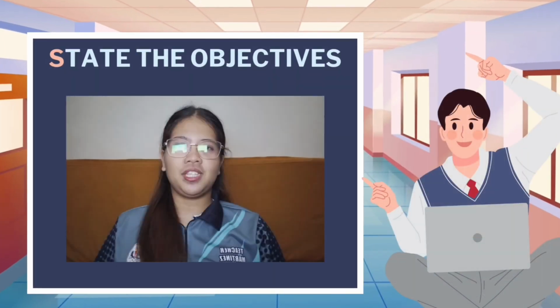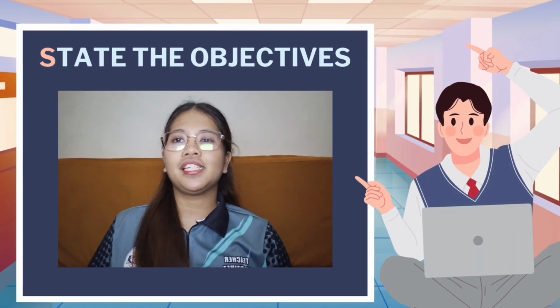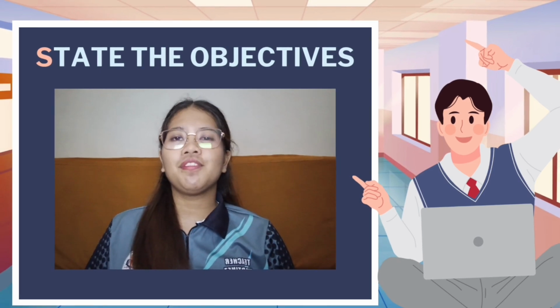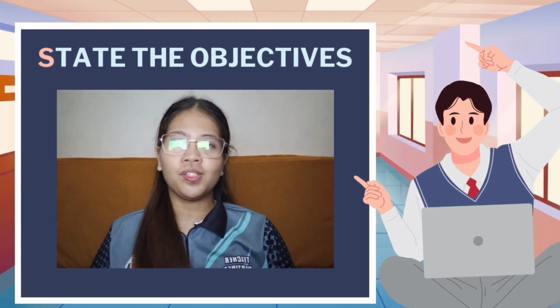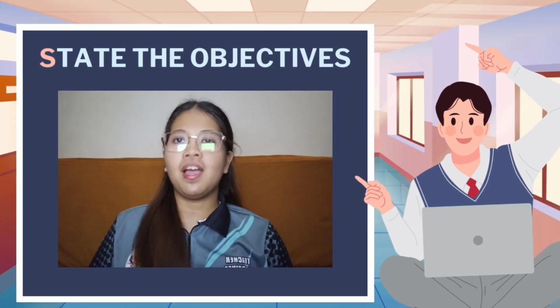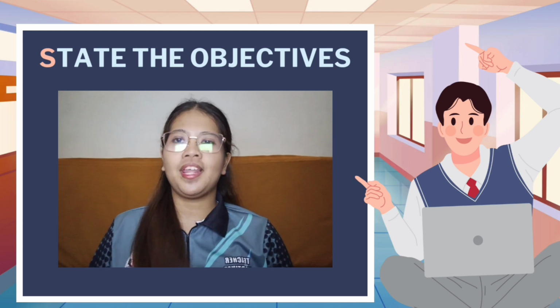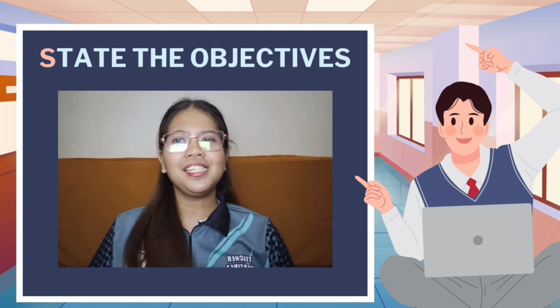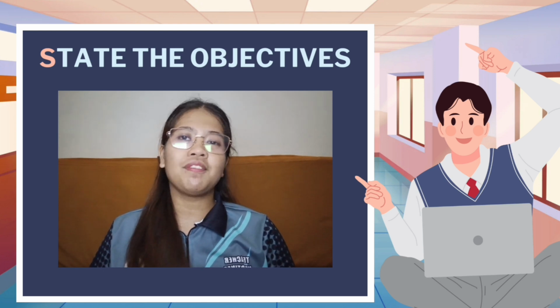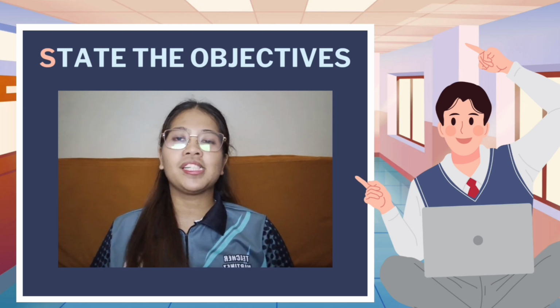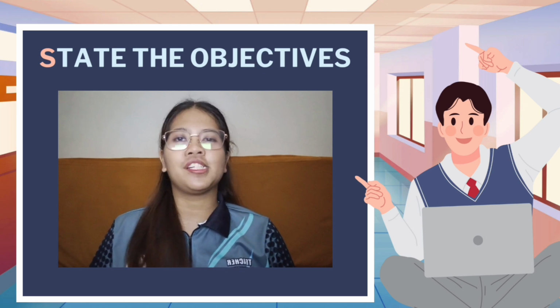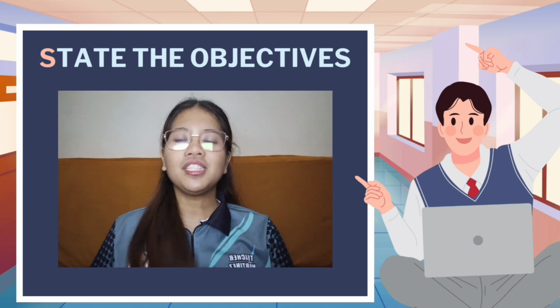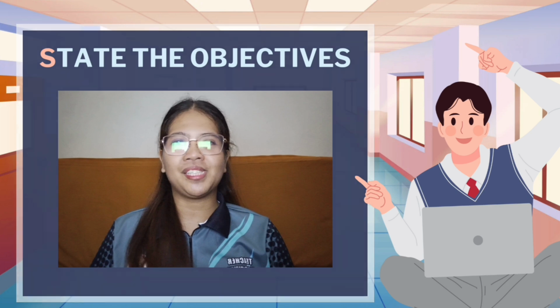Second, state objectives. After we know the characteristics of our learners, we will go on to define our learning objectives or goals that we want our learners to achieve. Our objectives should be SMART, which stands for specific, measurable, achievable, relevant, and time-bound. It is important for us to have a well-defined set of objectives because they serve as the roadmap of our instructional design process to achieve the best learning outcomes.